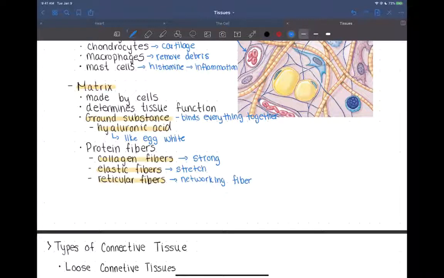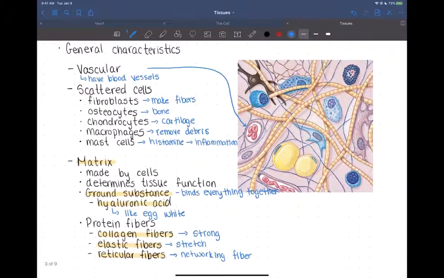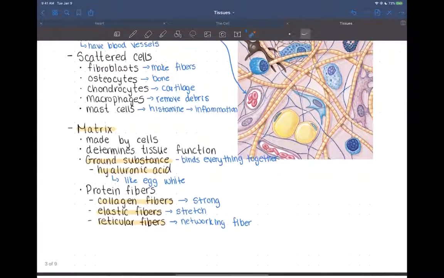Okay, let's dive into some specific ones. These are our major characteristics when we talk about our connective tissues. They're mostly going to be vascular. We're going to talk about what the scattered cells are that we're going to see. We're going to talk about the matrix: what's that ground substance made of, what's its consistency like, and what protein fibers are present in that matrix.